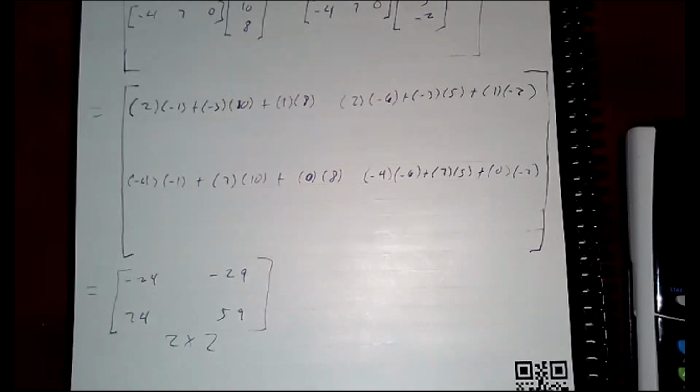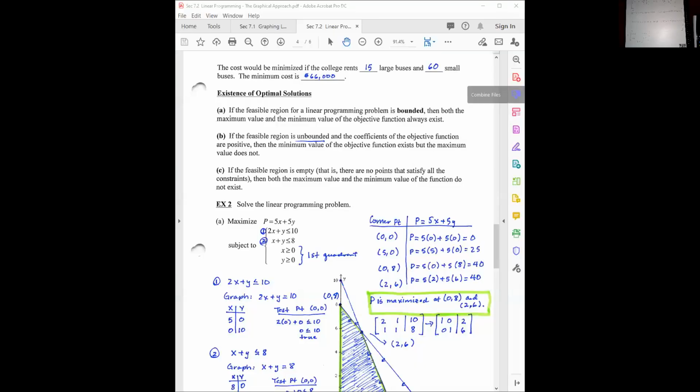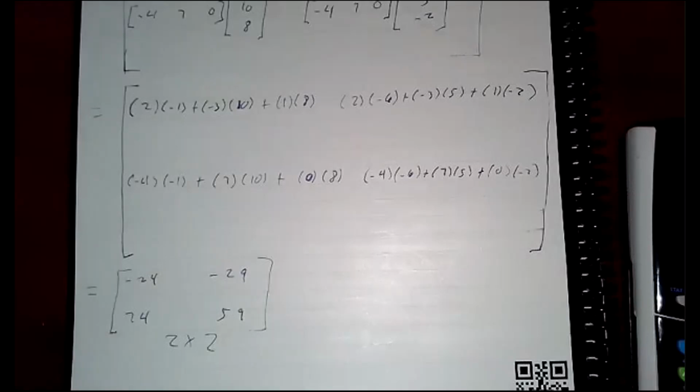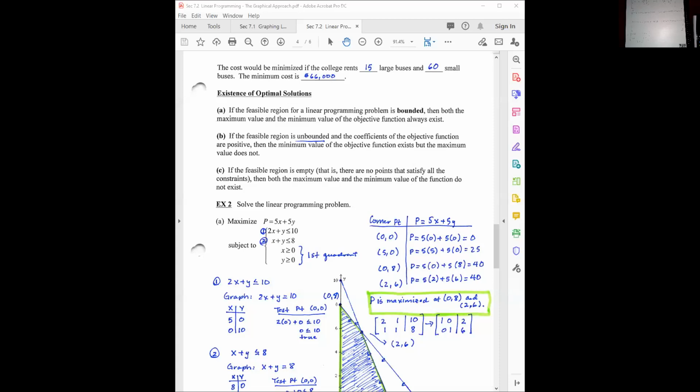All right. Now let's look at a little bit of theory here. And again, you have these notes already, but I do want to go ahead and talk about it. So, the existence of optimal solutions. If the feasible region for a linear programming problem is bounded, then both the maximum value and the minimum value of the objective function always exist.